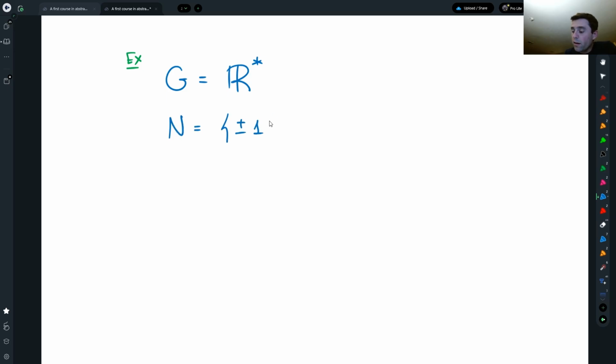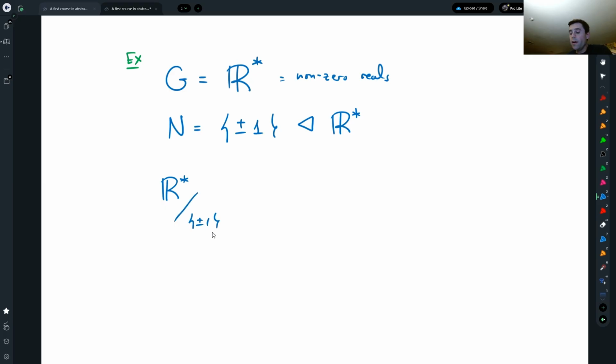I'm going to get a subgroup. Plus and minus 1 under multiplication is a subgroup of R star. This is the non-zero reals. This is a subgroup, and it is normal. And the quotient, what is it going to be? The quotient is just the non-zero real numbers up to sign.